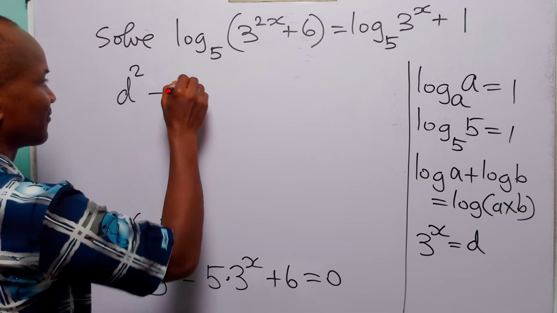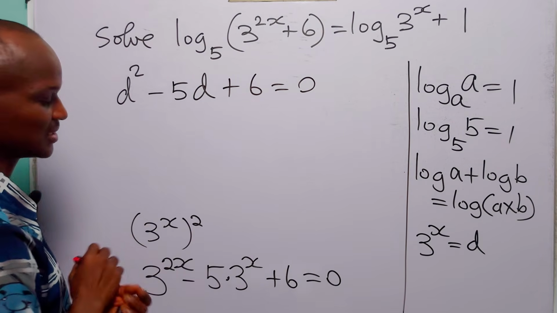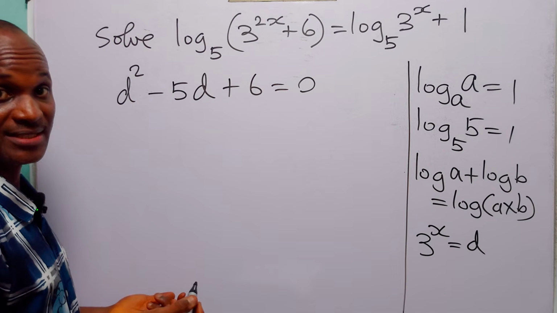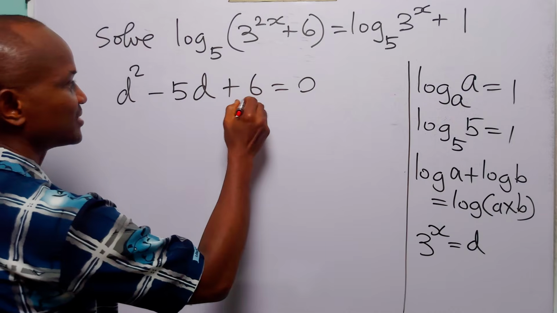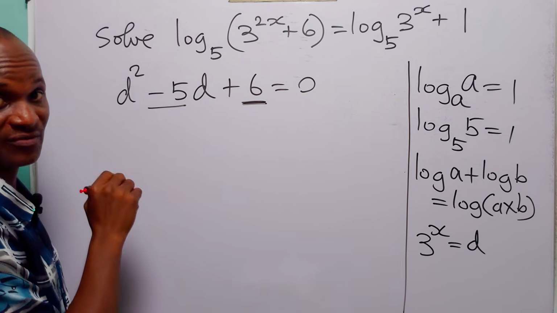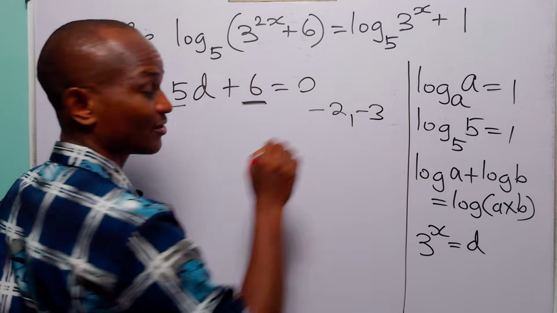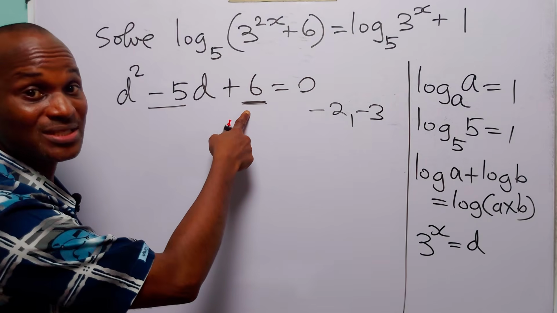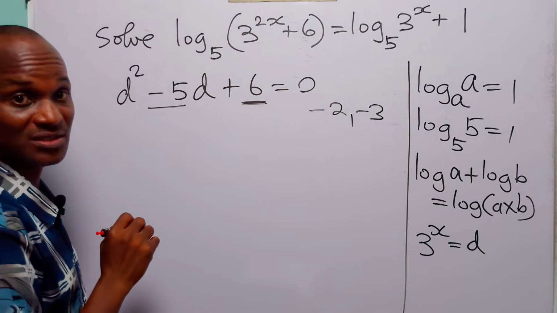Then minus 5d plus 6 is equal to 0. Now we can solve this quadratic equation by factorization. Since the coefficient of d squared is 1, all we need to do is to find the factors of 6 that add up to minus 5. And of course, those are going to be minus 2 and minus 3, because minus 2 times minus 3 is going to give us plus 6, while minus 2 minus 3 is going to give us minus 5.